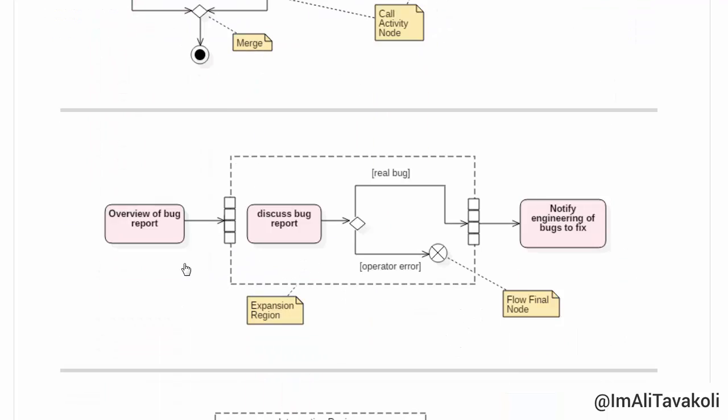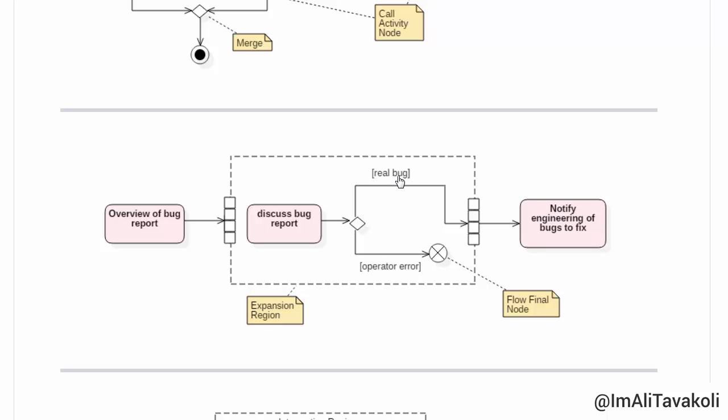In our second example, we have used the expansion region as we have explained. The expansion region represents that anything in the expansion region is going to happen for multiple items in our system. So for example, when we are going to overview some bugs, and after this action happens, overview of bug report, we will come to an expansion region, and for each bug we will do the following: discuss bug report, we will come to a decision.